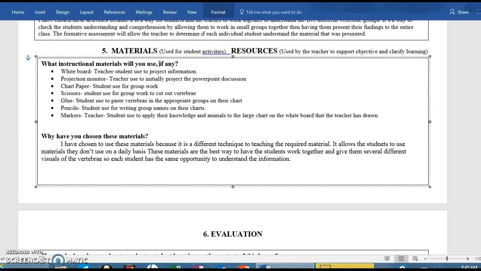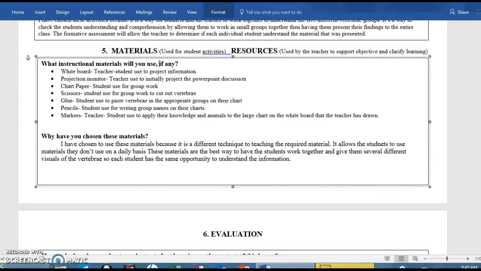Students will need pencils for the general use of just writing their names on the charts or any information they would like to jot down. And then students and the teacher will also use markers, and this is to apply their knowledge of animals to the large whiteboard at the end and the report back discussion.